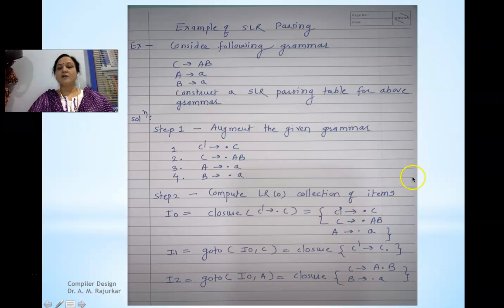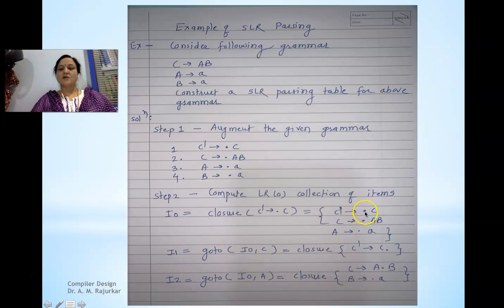on the symbols available after the dot. So there are three symbols available after the dot, grammar symbols C, A and small a. Means from I0 we can have a transition on C, another transition on A and a third transition on small a. After we take the transition, the dot gets shifted. This is how we get the next three states, I1, I2 and I3.